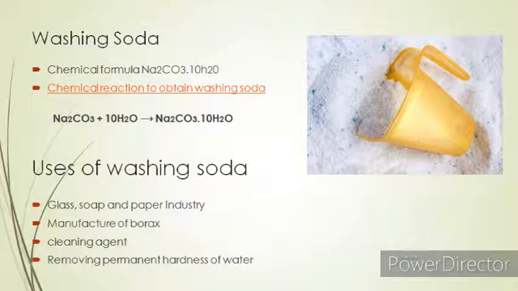Now, we come to the uses of washing soda. How is washing soda useful? Sodium carbonate or washing soda is used in the glass, soap and paper industry for various purposes. It is also used in the manufacture of some sodium salts such as borax. This sodium carbonate or washing soda is used as a cleaning agent for domestic purposes. It is also used for removing the permanent hardness of water.